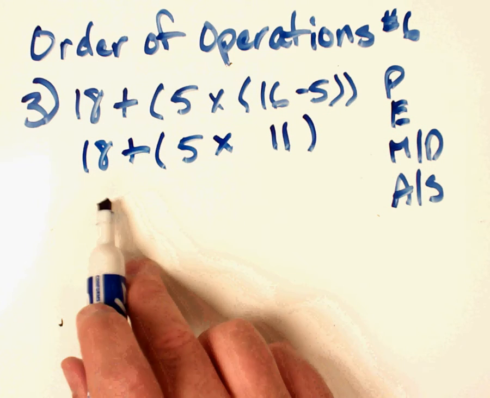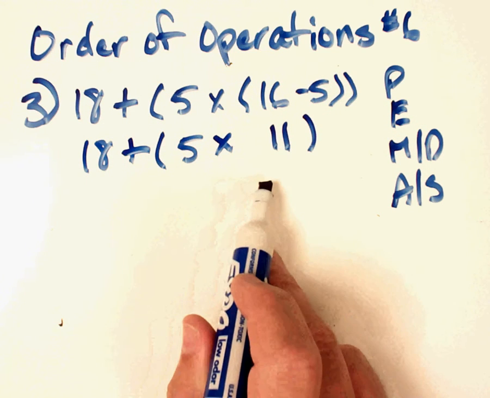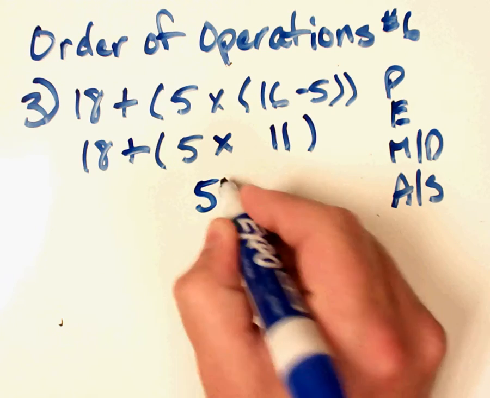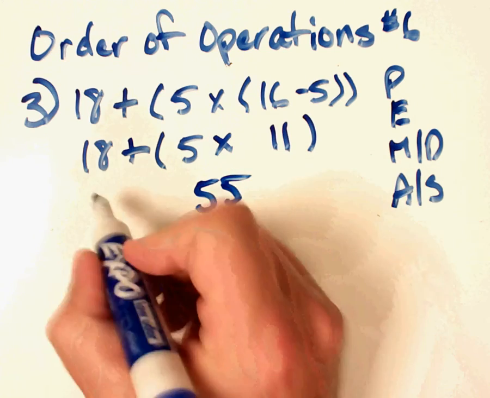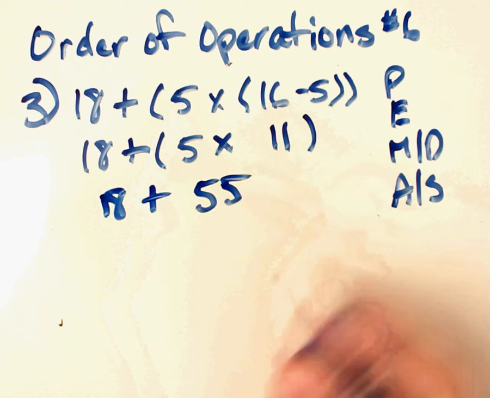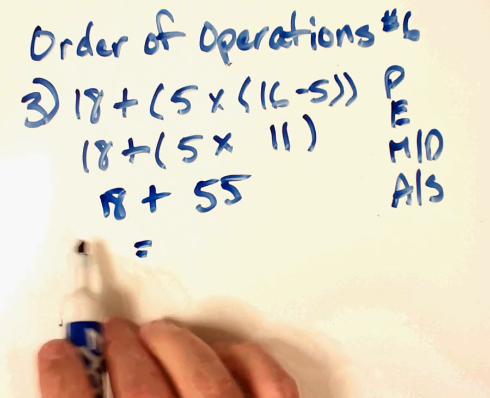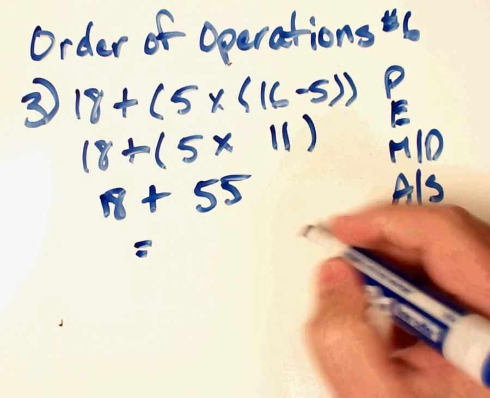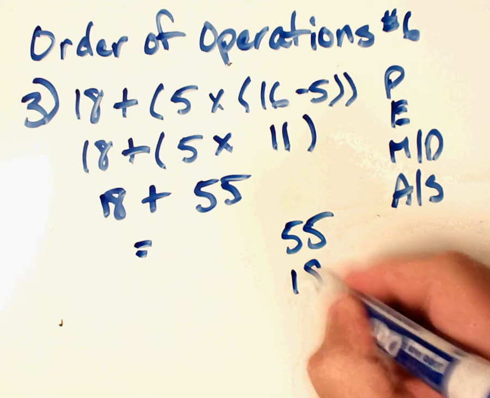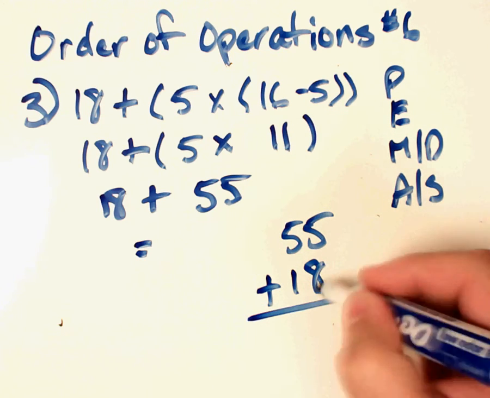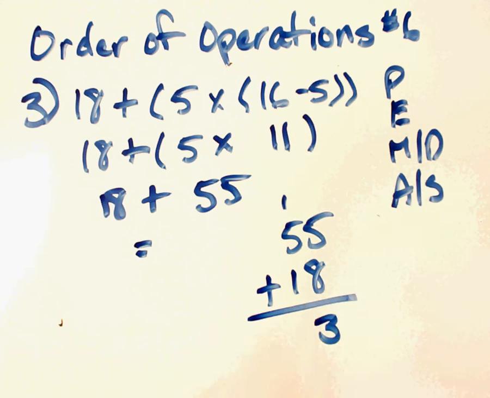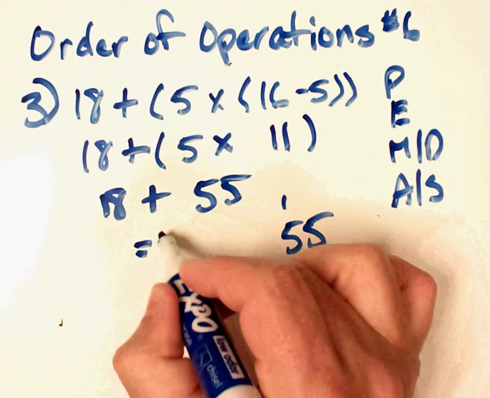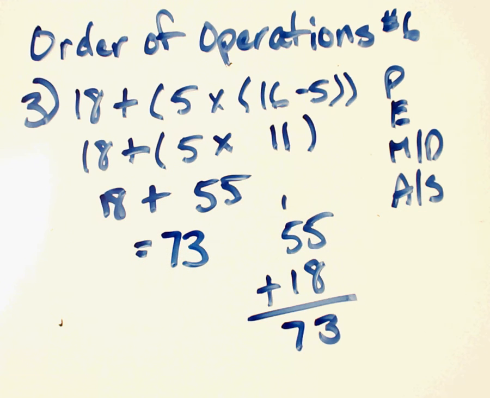So I'm left with 18 plus parentheses 5 times 11, close parentheses. So I'm going to do what's in the parentheses again. So 5 times 11 is 55. Rewrite my problem. And then I end up with 55 plus 18, which just for fun, I'm going to do over here to the side. 5 plus 8 gives me 13. Carry my 1. 1 plus 5 plus 1 gives me 7. So I end up with 73 as my final answer.